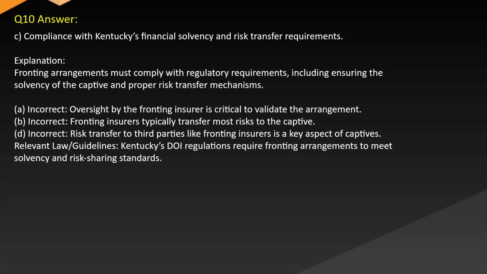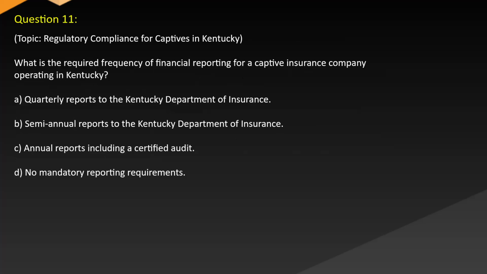Relevant law guidelines: Kentucky's DI regulations require fronting arrangements to meet solvency and risk-sharing standards. Question 11. Topic: Regulatory compliance for captives in Kentucky. What is the required frequency of financial reporting for a captive insurance company operating in Kentucky? A. Quarterly reports to the Kentucky Department of Insurance. B. Semi-annual reports to the Kentucky Department of Insurance. C. Annual reports including a certified audit. D. No mandatory reporting requirements.